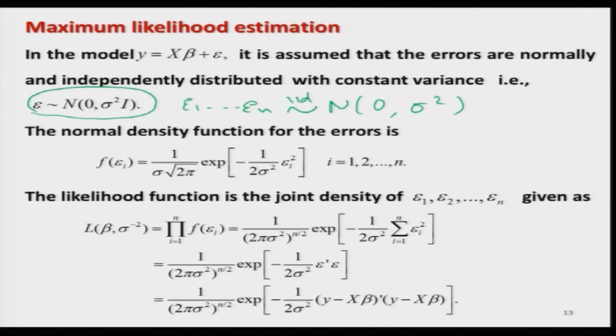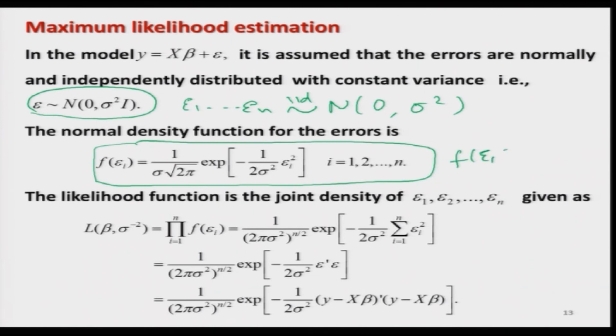The probability density function of epsilon i is given by 1 upon sigma root 2 pi, exponential of minus 1 upon 2 sigma square epsilon i square. The likelihood function is obtained as the joint density function of epsilon 1, epsilon 2, ..., epsilon n, and since we are assuming that they are independent, I can write it as the product of the individual f of epsilon i's. So, this is here like this.